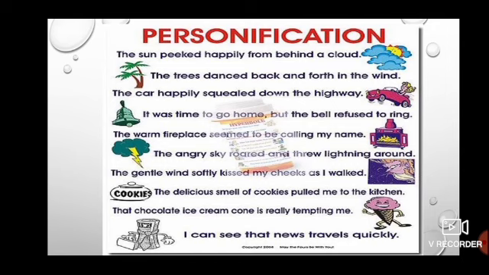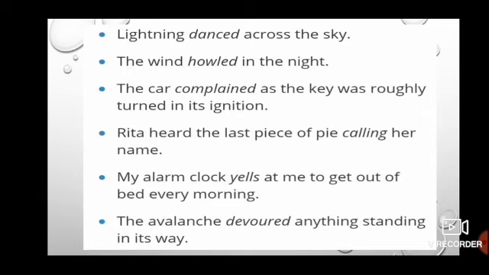The gentle wind softly kissed my cheeks as I walked. The delicious smell of cookies pulled me to the kitchen. That chocolate ice cream cone is really tempting me. I can see that news travels quickly. Few more examples. Lightning danced across the sky.